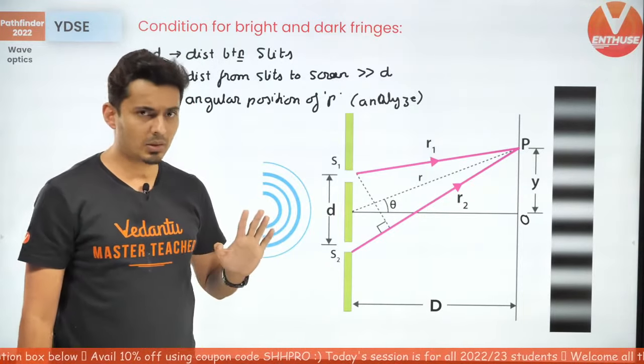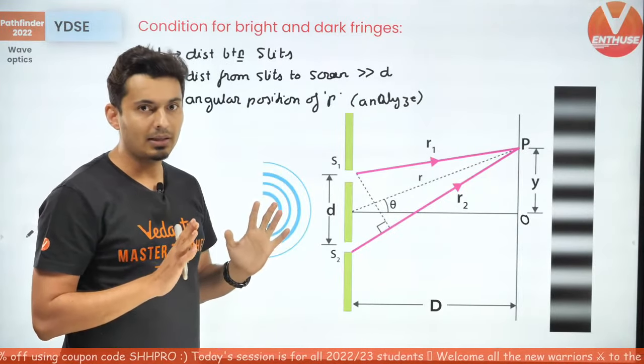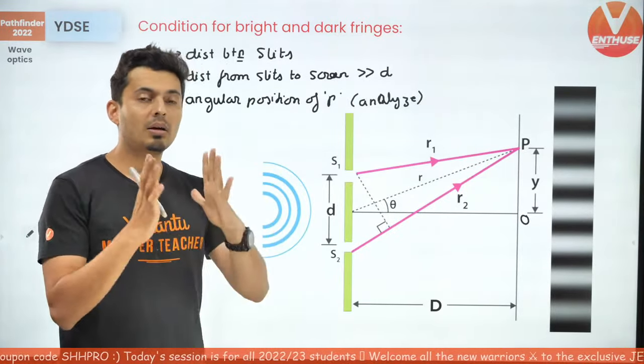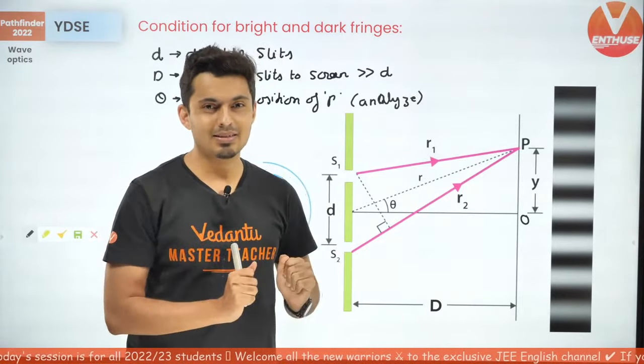Very good. Perfecto. Now, what kind of interference is happening over there? To understand that, the only thing we need to know is the path difference.